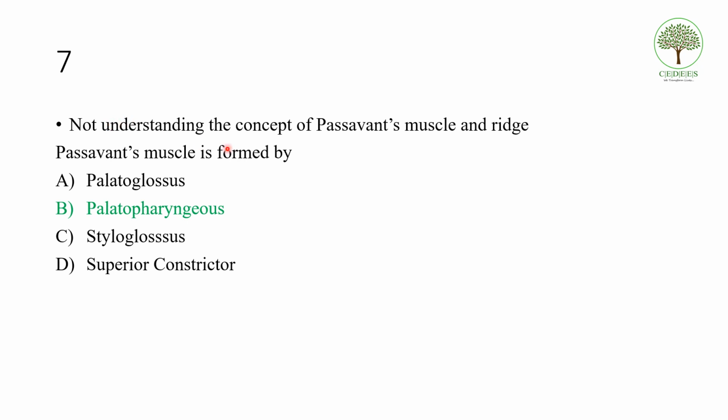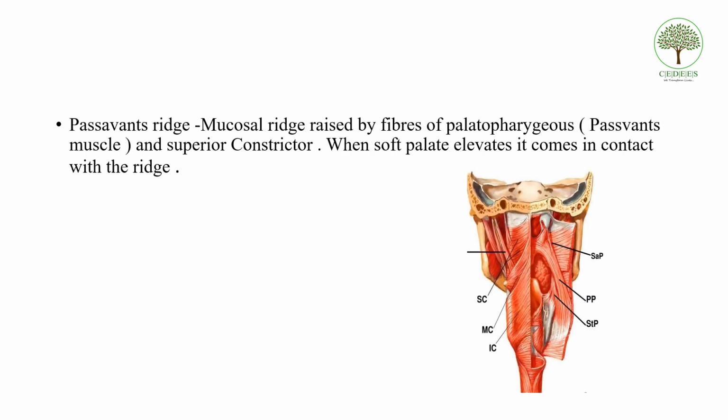So next question, not understanding the concepts of Passavant's muscle and ridge. Passavant's muscle is formed by palatopharyngeus. Okay, so the palatopharyngeus is also called Passavant's muscle. Palatopharyngeus and superior constrictor form the ridge. What is it? Okay, look at this.